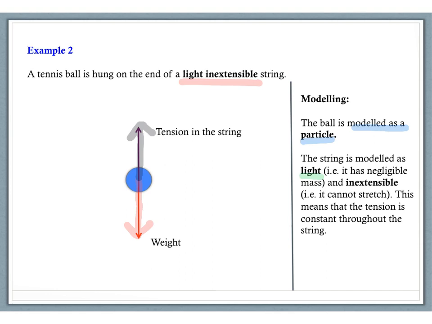We also model the string as being inextensible. Now this means it cannot stretch. Now the knock-on effect of this is that it means that the tension is constant throughout the string. So we don't have to worry about the string having different tension values in different parts of the string.